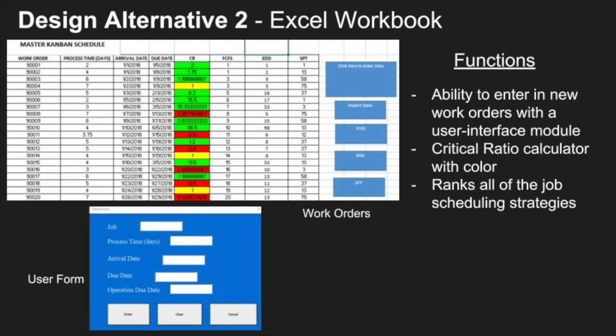There is also a first-come, first-served calculator, earliest due date calculator, and shortest processing time calculator. Each of these are different job scheduling techniques that supplier A could implement in releasing its work orders to the production floor. The calculator will go through all the work orders and rank them so then the operator can decide which method to proceed with.